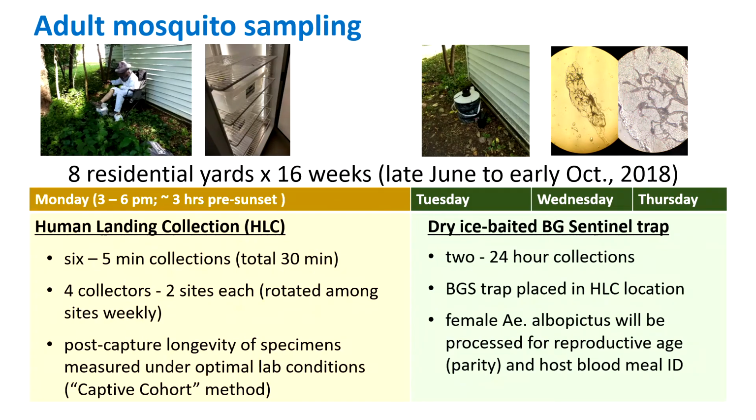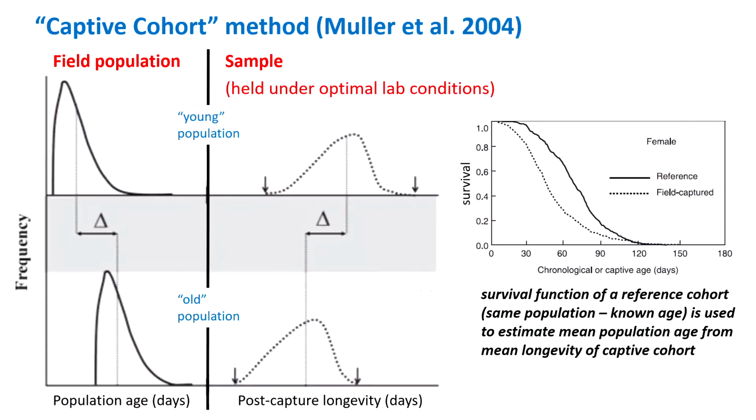We also used a BG sentinel trap to sample mosquitoes. This uses an artificial human lure to mimic a human, and the samples collected by this device will then be used to also apply another aging method based on the morphology of the female ovaries. So we'll have 2 independent measures of age in our samples. So this is just a really simple schematic of the captive cohort method.